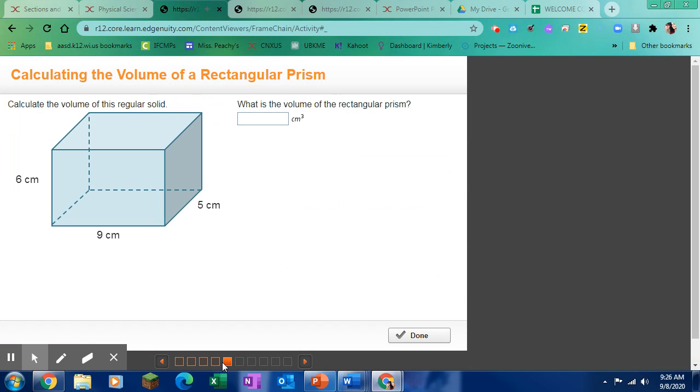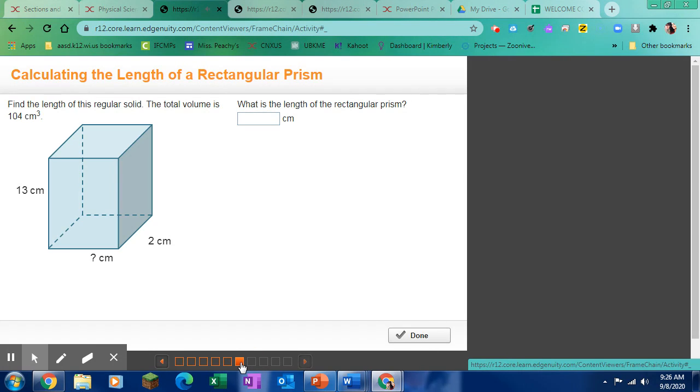Calculate the volume of the rectangular prism. So we have length times width times height here, which is basically 54 times 5, which is 270 cubic centimeters. Calculate the length of the rectangular prism. In this case, they're giving it to you backwards. You're going to take that 104 and divide it by 26. So 13 times 2 is 26, which gives me 4.